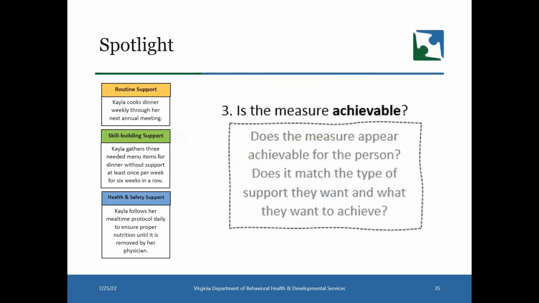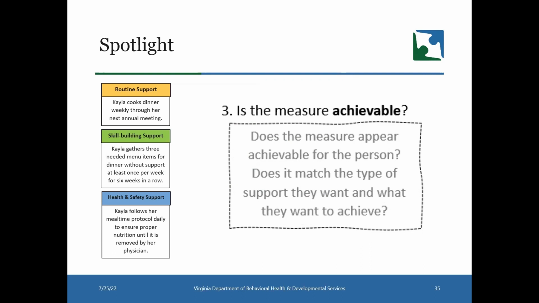Okay, so looking at the 3 examples that we just went over, are they achievable? So can Kayla get support every week with cooking her dinner? Can she gather 3 needed menu items for dinner without support at least once per week for 6 weeks in a row? So is that something that Kayla can do? So it may be worded differently for John or for Sarah, right? It could sound different based on who that person is, what their talents and gifts are, and what they want to learn and where they're at in terms of learning. So it's really shaping something that Kayla agrees to. Yes, that makes sense for me. Yes, that's achievable for me, and I want to work on it.